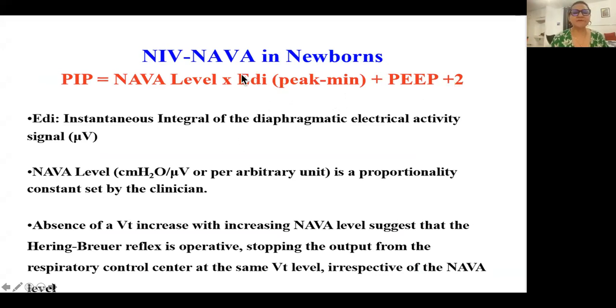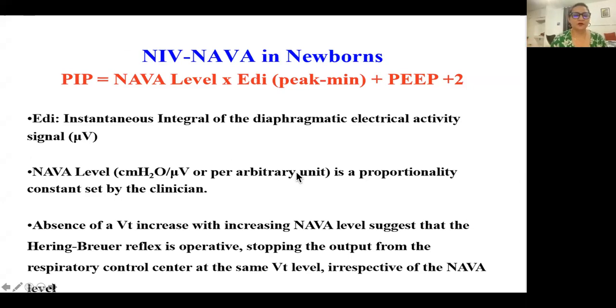So what is this EDI? As we already talked about, it is an instantaneous integral of the diaphragmatic electrical activity signal, which is measured in microvolts. And what is the NAVA level? It is centimeter water per microvolt, or per arbitrary unit. It is a proportionality constant set by clinicians. So this is what we will be setting, depending on what EDI the baby is generating, to know what is the requirement of that particular baby for the pressures.